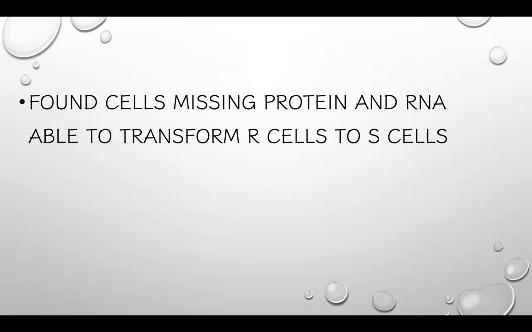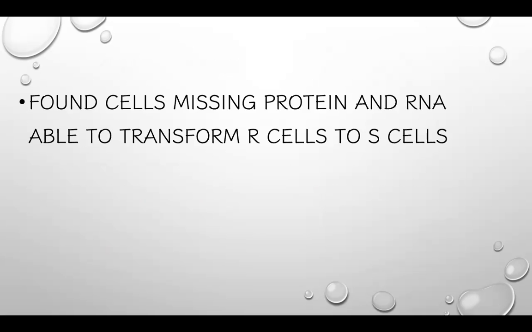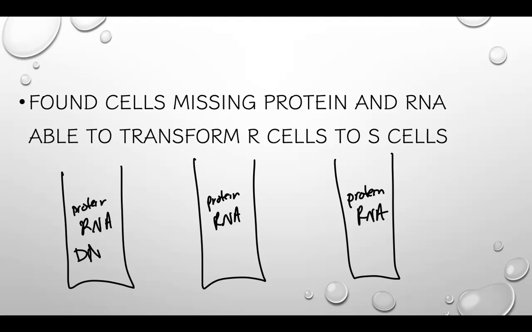He found that cells that were mixed with protein and RNA were able to transform the R cells into S cells, but cells that were missing, sorry, I did not describe that properly. Let me try again. So we've got 3 groups. All 3 groups have protein. All 3 groups have RNA. And all 3 groups have DNA.